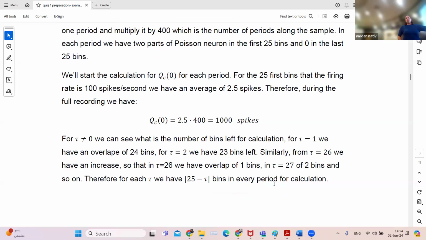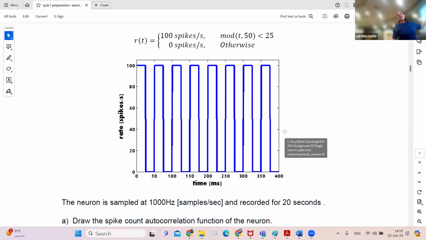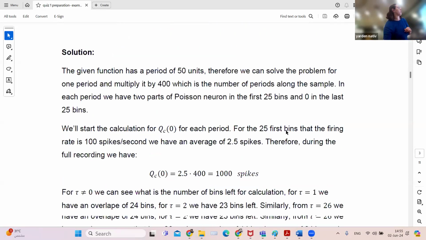So now the next spin, and by the way, I wanted to tell you that when you look at this kind of a Poisson neuron, the answer should lead you to something like the autocorrelation of an oscillatory neuron. It should look a bit fluctuating, and we'll see in a minute why.